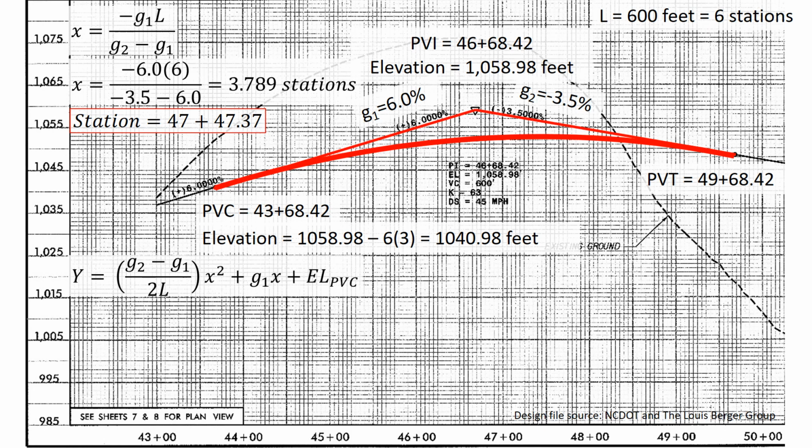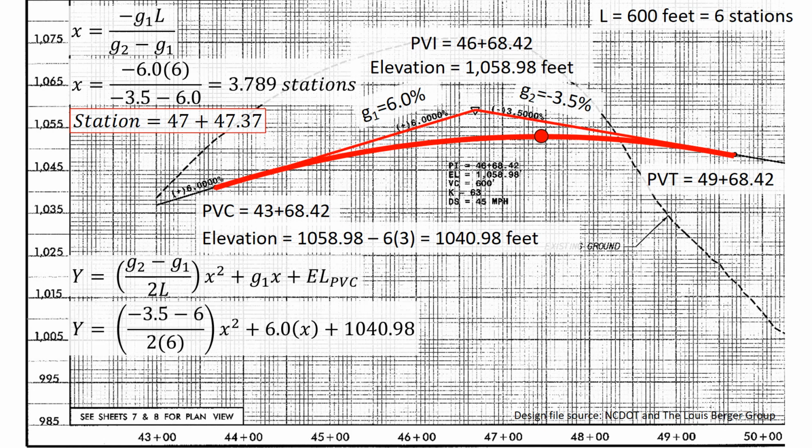We can now develop our parabolic equation that's specific to this curve. So we're going to plug in our values for G1, G2, L, and the elevation of our PVC. So we have negative 3.5 minus 6 divided by 2 times 6 times x squared plus 6 times x plus 1,040.98.